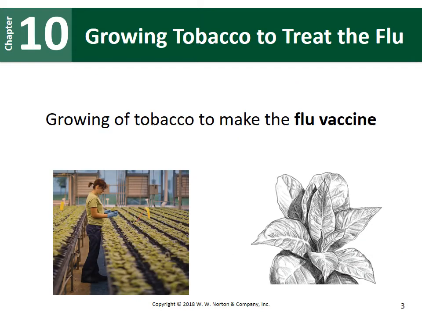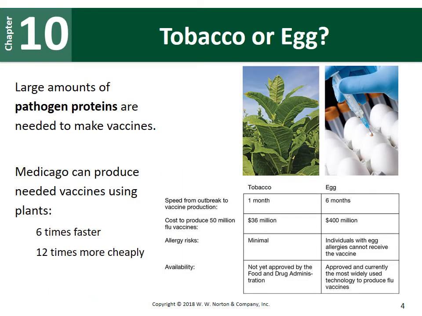So in the story in this chapter, they talk about growing tobacco to help treat the flu, or to make flu vaccines. What they're talking about is that we are growing tobacco plants to make the components that are put into the flu vaccines to help protect people against influenza. And the important part, or why they're using tobacco, is that traditionally, for most vaccines, we grow the particles or the proteins for the vaccines in chicken eggs. But now they're investigating other ways to produce the products needed for these vaccines, specifically looking at tobacco plants.